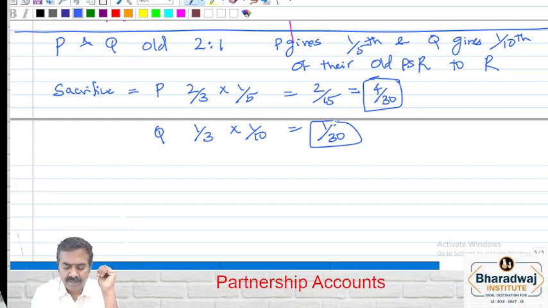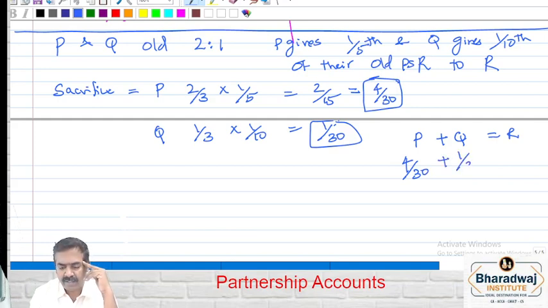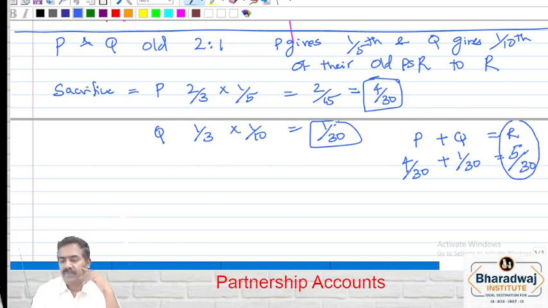Very simple. P gives away plus Q gives away, that is what R will get. P gives up 4 by 30. Q gives up 1 by 30. Totally, how much will R get? 5 by 30. So the new ratio of R is 5 by 30. This 4 by 30, 1 by 30 is called as which one? Sacrifice.